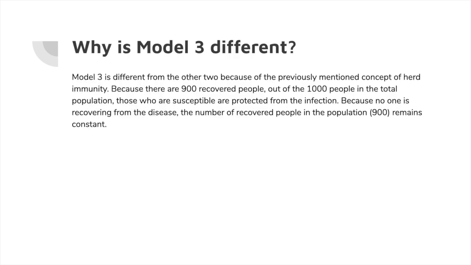And it's different because I didn't put herd immunity into this because I was going to explain it. I forgot to delete that part. But there's 900 recovered people out of the 1,000 people in the total population. So those who are susceptible are protected from the infection, and because no one is recovering from the disease, the number of recovered people in the population, which is 900, remains constant.